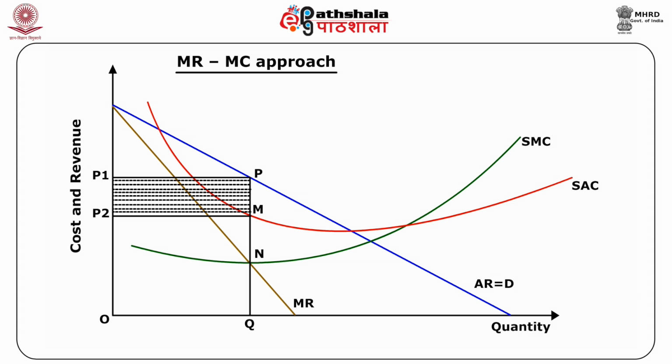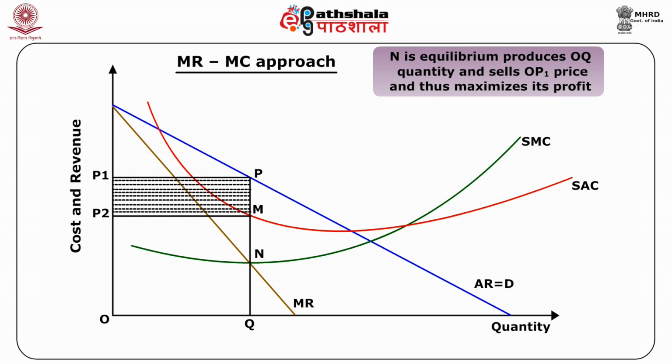Now, in order to be in equilibrium, a firm has to fulfill the following two conditions. First, MR is equal to MC. Second, slope of MR is greater than the slope of MC, that is, MR should cut MC from below. Consider the figure. MR is equal to MC at point N. Correspondingly, the profit maximizing point or the equilibrium point of the firm is N, where a monopolistic firm produces OQ quantity and sells it at OP1 price and thus maximizes its profit.